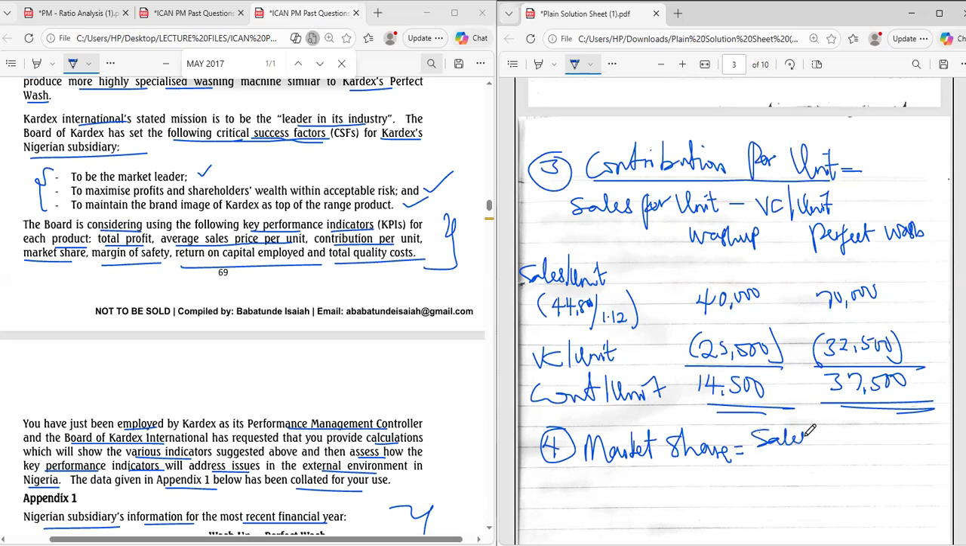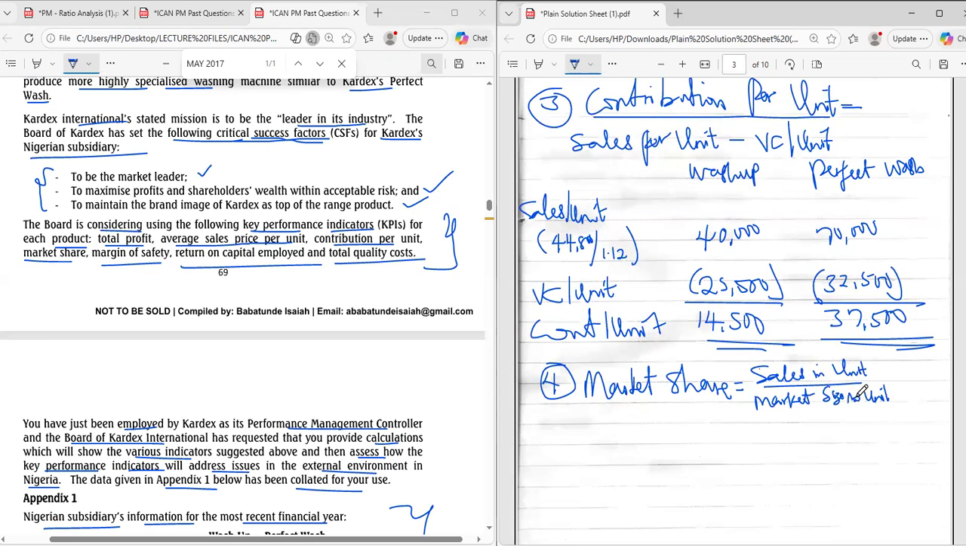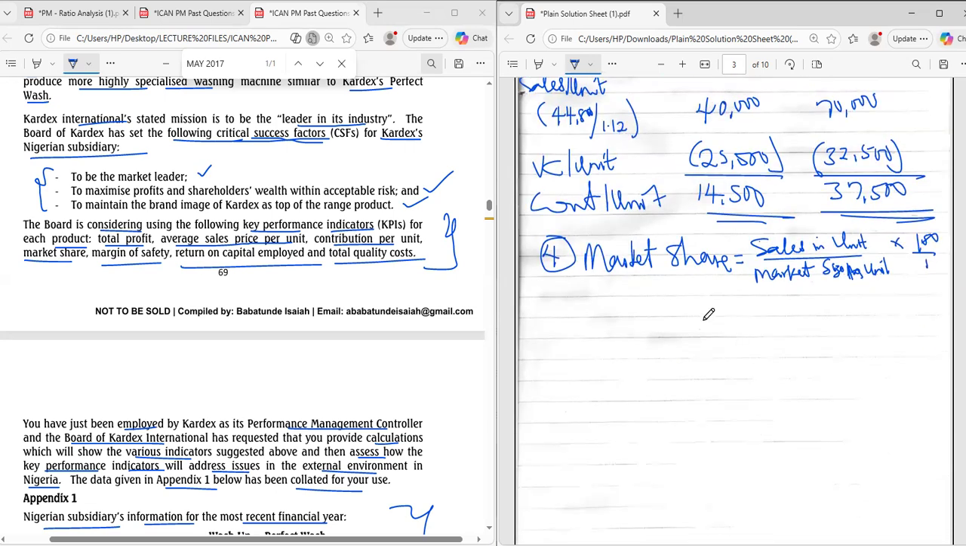Sales in units. Divided by what? Market size in units. Then you multiply it by 100. So let's do it for workshop. Workshop. Let's do it for perfect wash, and let's see if we can get our total.